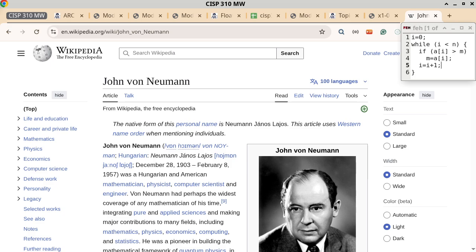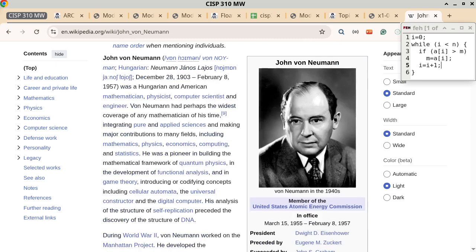If you read about his so-called occupation, he's a mathematician, a physicist, a computer scientist, and also an engineer. But when you look at his contributions back when he was around, they include mathematics, physics, economics, computing, and statistics. Now there are people like me, a jack of all trades but master of none, right? But he is a master of everything.